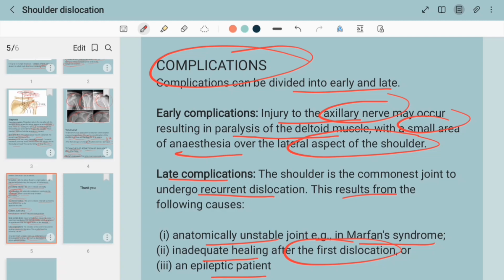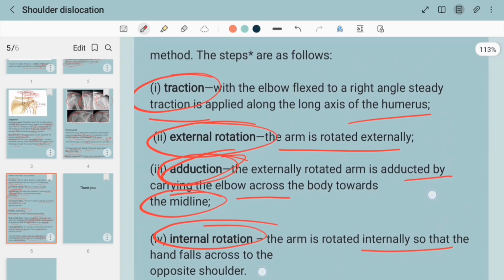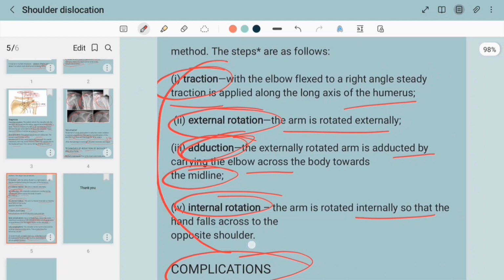But one thing that I forgot to tell you is that Kocher's maneuver is very important. If you only read about it, you will not understand, but if you practice it, then you will understand. First give a traction, then external rotation, abduction, and then internal rotation. This is one of the most famous non-operative methods for shoulder dislocations.